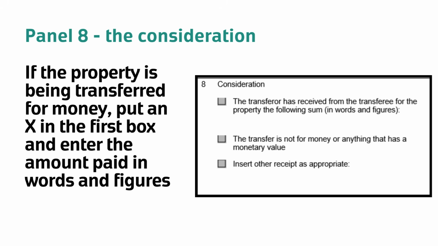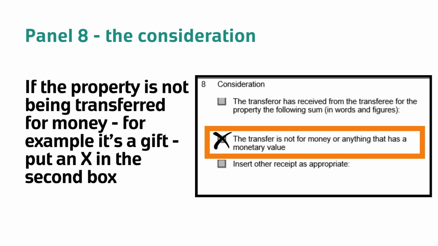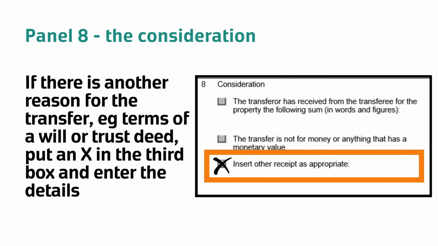If the property is being transferred for money, put an X in the first box and enter the amount paid in words and figures underneath. If the transfer is not for money, for example, if it is by way of gift, put an X in the second box. If the transfer is for any other consideration, for example, it is in accordance with the terms of a will or trust deed, put an X in the third box and enter the details.